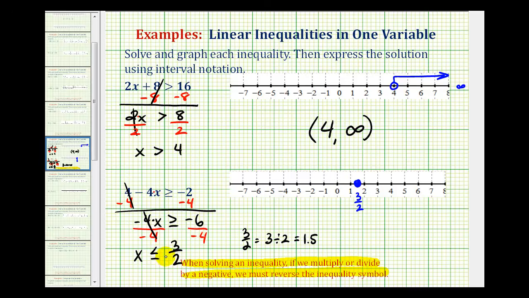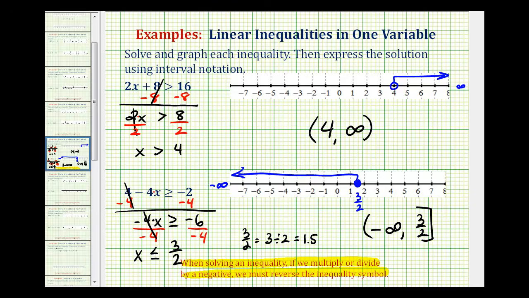And then for the numbers less than 3/2, we'll make an arrow to the left. And again, as we move further and further left on the number line, we would be approaching negative infinity. So using interval notation, we have the interval from 3/2 to negative infinity, including 3/2. So we use negative infinity, 3/2, a rounded parenthesis on negative infinity. But to show that 3/2 is included in the interval, we make a square bracket around 3/2.